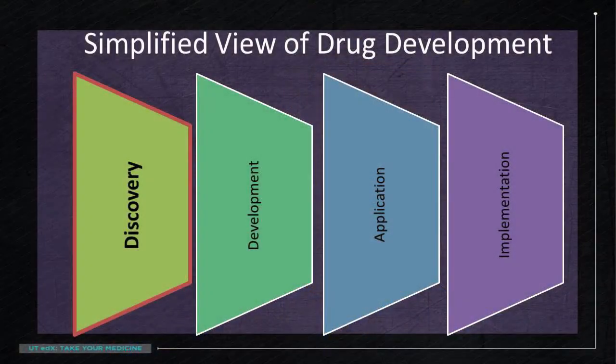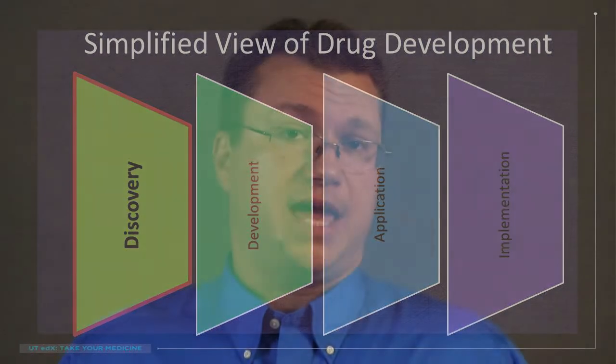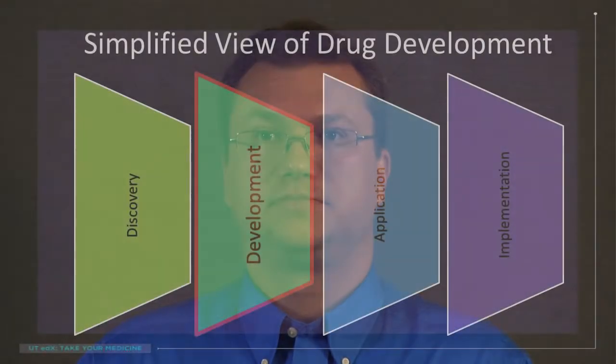This is my own simplified view of drug development in the United States. And I have it split into 4 steps, the first of which is drug discovery. So this is when we identify different compounds with different chemical structures. Maybe we identify those from the environment, or maybe we synthesize those in a laboratory. But this is the discovery phase of drug development.